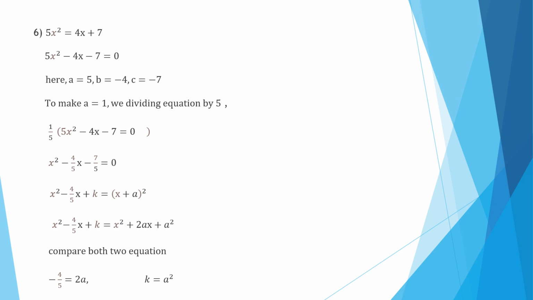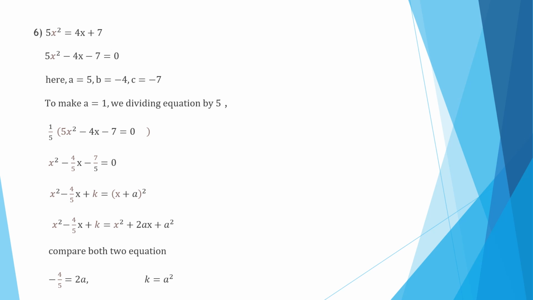Next equation: 5x² = 4x + 7. So first we write this equation in the form of ax² + bx + c. We have written the equation in the form ax² + bx + c. So the equation becomes 5x² − 4x − 7 = 0.